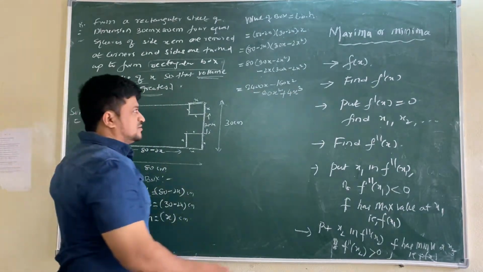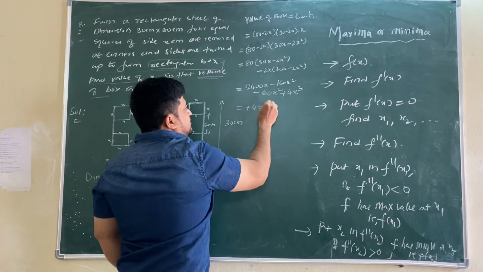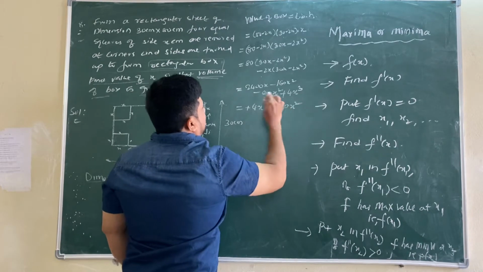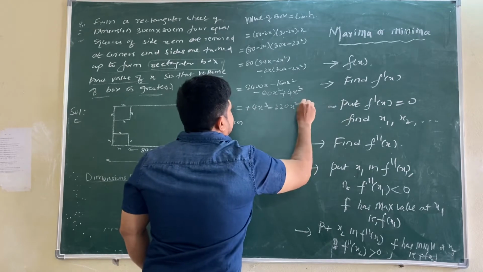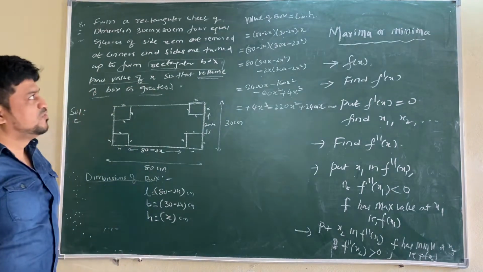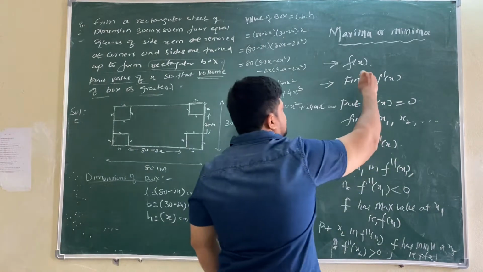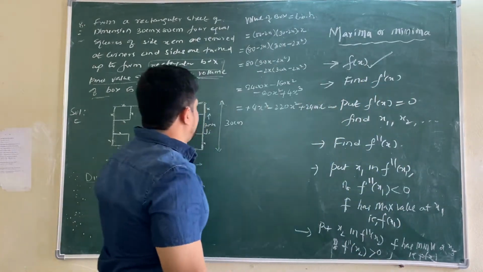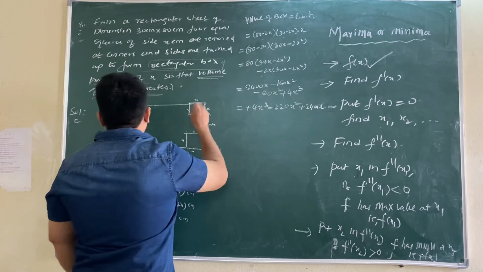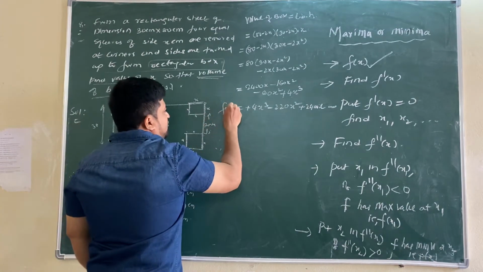Now we'll write in order. If you don't want to write in order also it's okay. 4x cube is positive, both the x square terms are negative, then plus 2400x. Volume of box we got. That is our f of x. First step is over. We have f of x now.